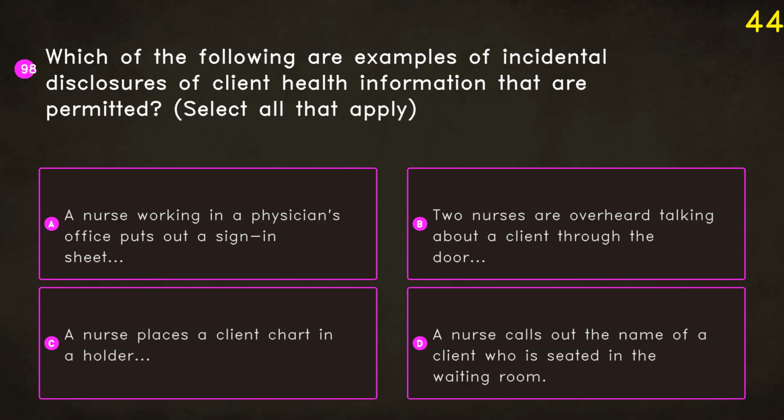Question 98. Which of the following are examples of incidental disclosures of client health information that are permitted? Select all that apply. A. A nurse working in a physician's office puts out a sign-in sheet. B. Two nurses are overheard talking about a client through the door. C. The nurse places a client chart in a holder. D. The nurse calls out the name of a client who is seated in the waiting room.